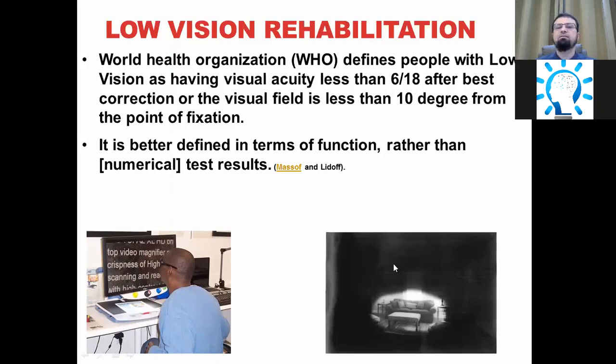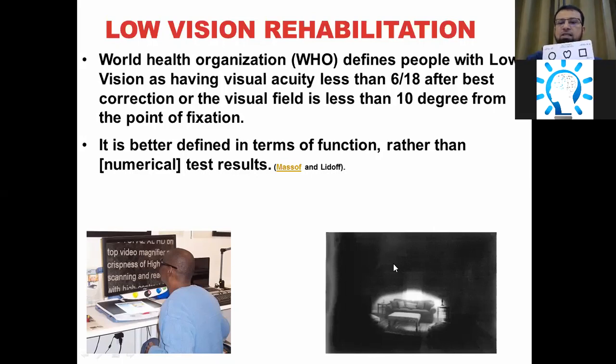How is it identified? Low vision is defined by the World Health Organization as having visual acuity less than 6/18 after best correction, or a visual field of less than 10 degrees from the point of fixation. It is very simple. I'll explain it to you. If you do the visual acuity assessment for the patient and you find that this patient's visual acuity is 20/100, so it is 20%, this is called a low vision case.